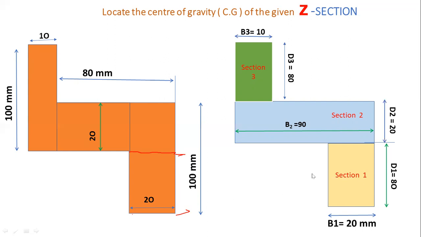Now for locating the individual centroids, you have to consider reference x and y axis. This is the reference x axis. This is the reference y axis. Now this intersecting point is origin. For locating the individual centroids, you have to use this reference origin.